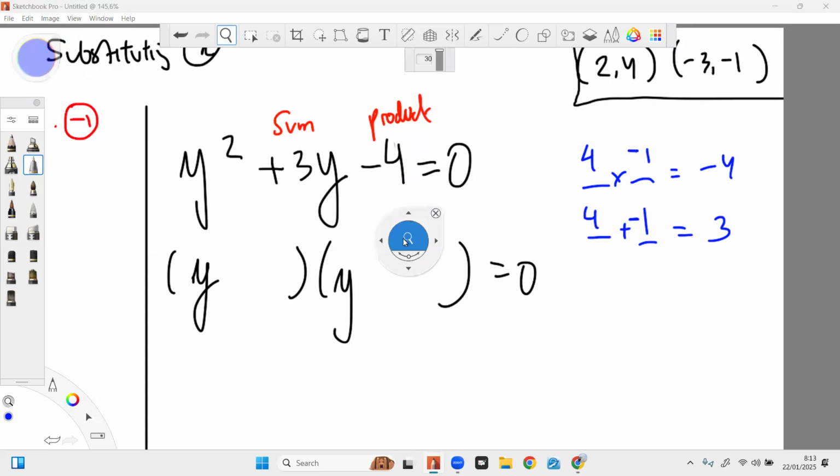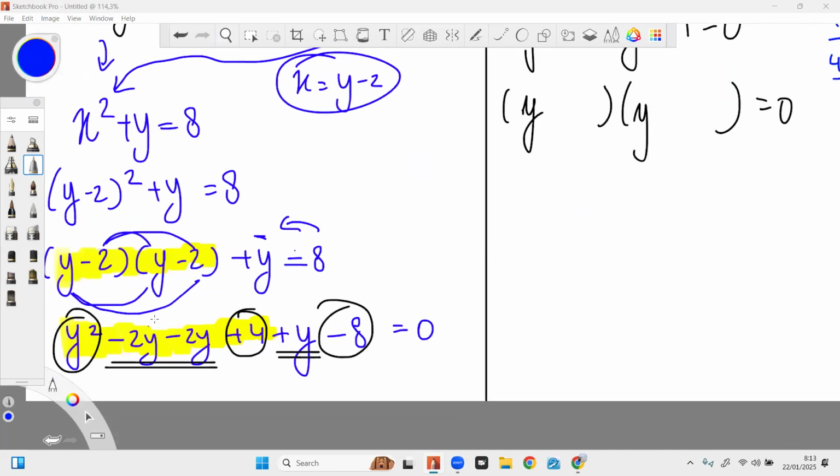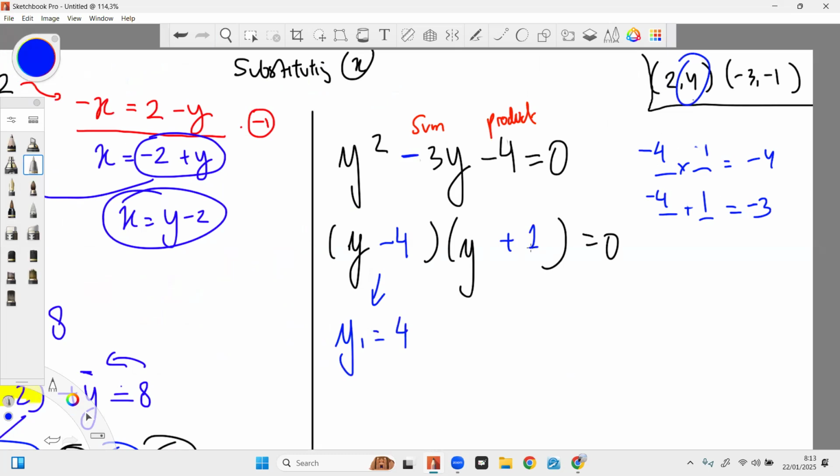Am I doing something wrong? Oh yeah, I did something wrong. -4y plus y, -3y. So here, the negative belongs to 4. -4 plus 1. We have the first y as 4. See? Consistent with this. And the second y is -1. Still consistent. And then try to find the x.